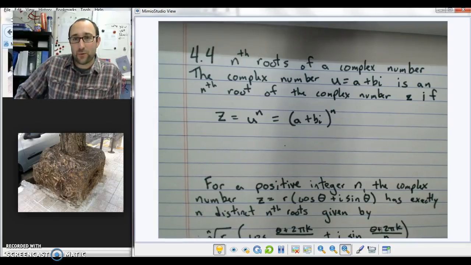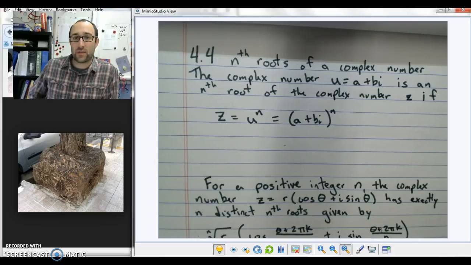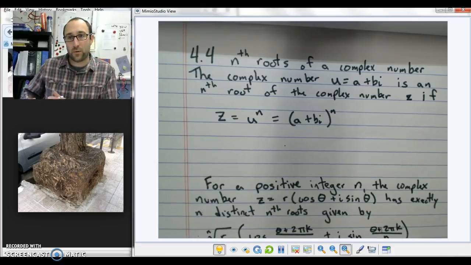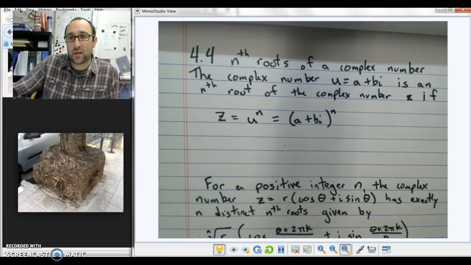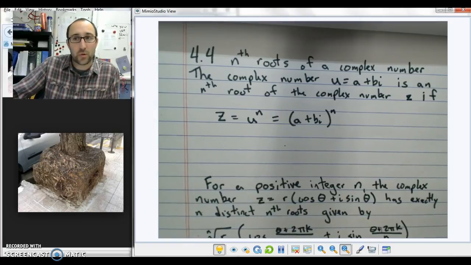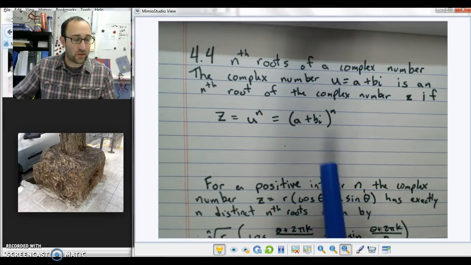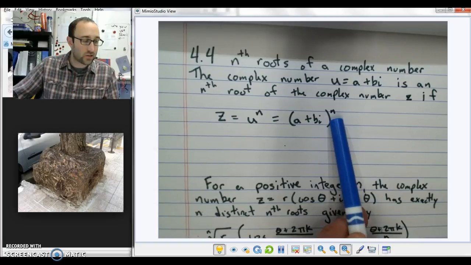Hey everyone, and welcome to 4.4, the second example, and this is about if you're trying to find the roots, not the exponents. So if we have the nth root of a complex number, the complex number u equals a plus bi is an nth root of the complex number z if u to the n equals z. So basically if we're taking this number and taking it to some power n, it's going to equal z.